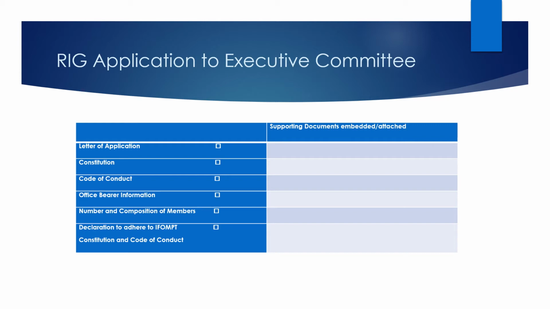We also need to know how many members you have in your organisation and that they must all be physiotherapists or physical therapists, not chiropractors or osteopaths. IFOMPT is a physiotherapy-driven organisation, and as such you must be a physiotherapist to belong. Finally, you need a declaration that you will adhere to the IFOMPT Constitution and Code of Conduct, and this is also available on the website.